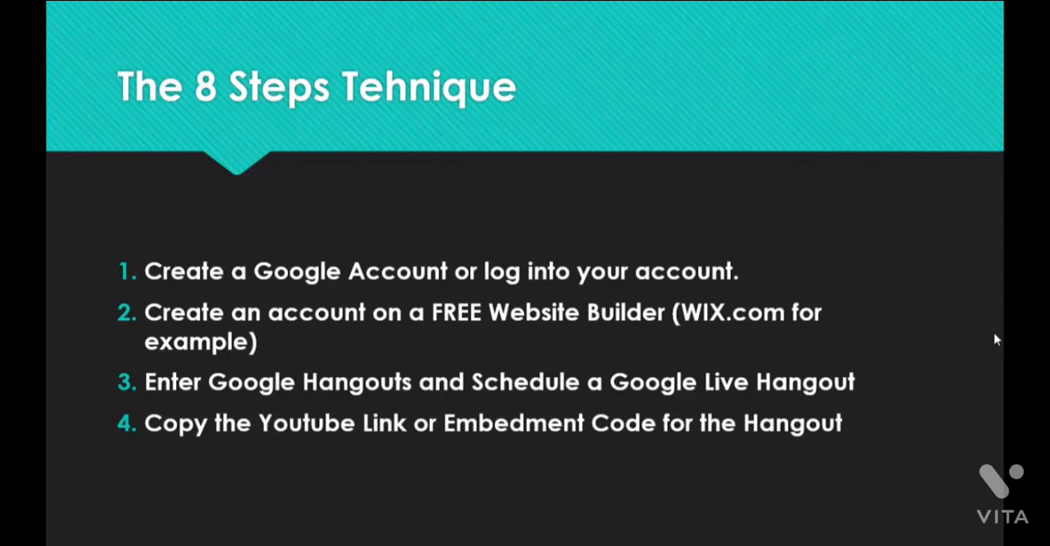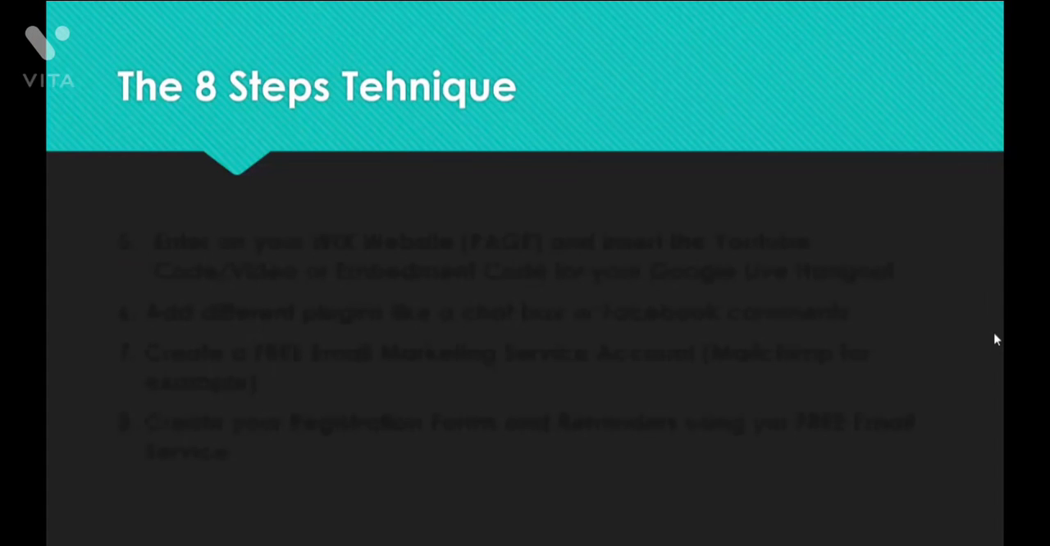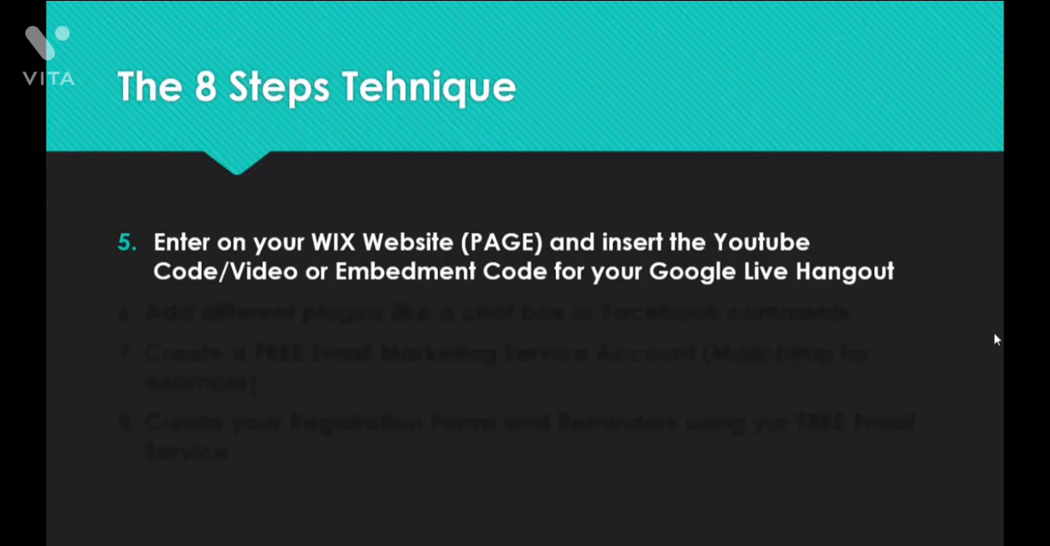Then you copy. You will see that you have some distribution links there, or share the Google Hangout, and you will have more options. Among these options, you will also have a YouTube link or an embed code for your Hangout. After that, step number 5 is to enter on your Wix website page that you have created.